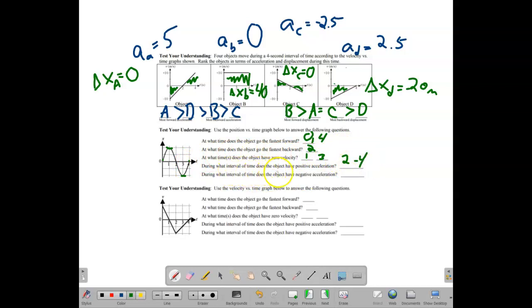During what time interval does the object have negative acceleration? So that means we're getting more negative. That's going to happen when our velocity starts slowing down until it stops and then turns around and then speeds up. So that's going to happen between 0 and 2 seconds.